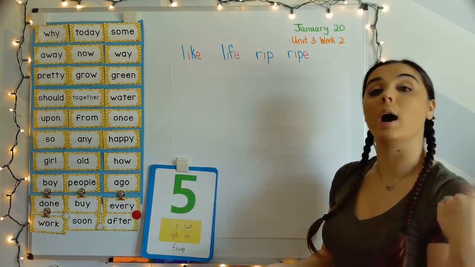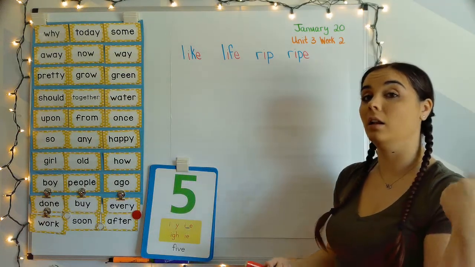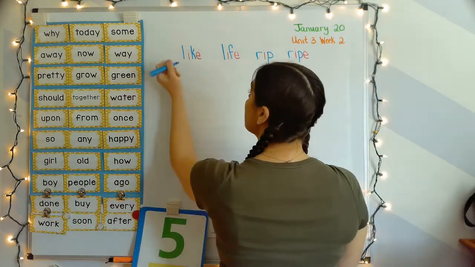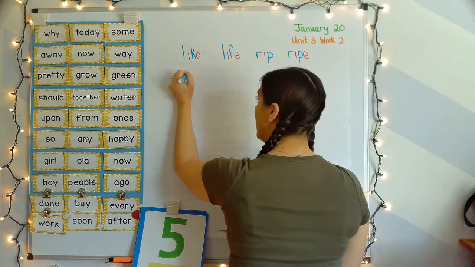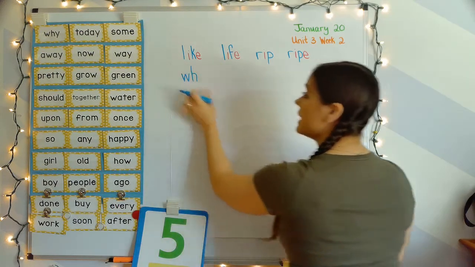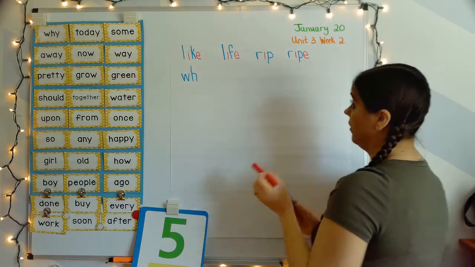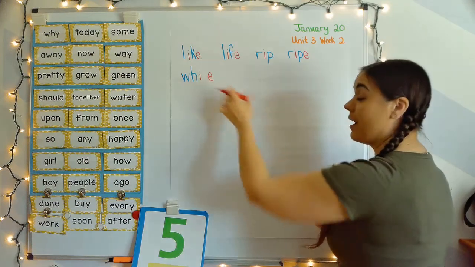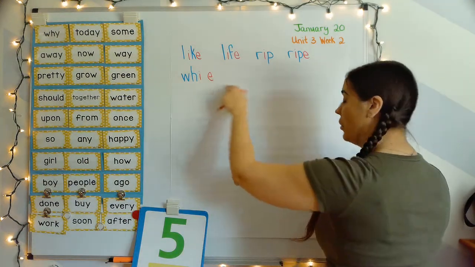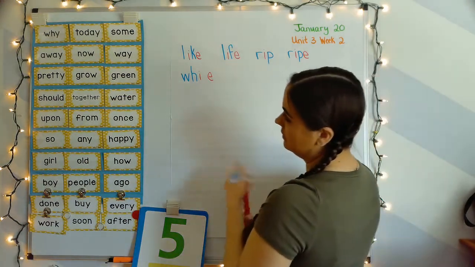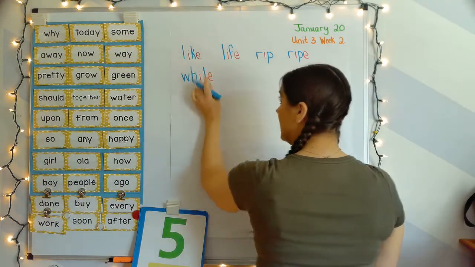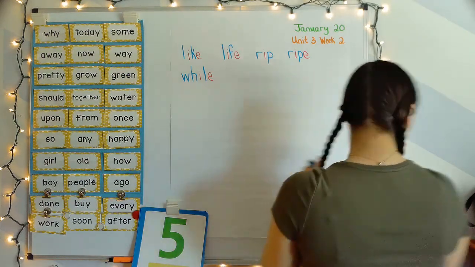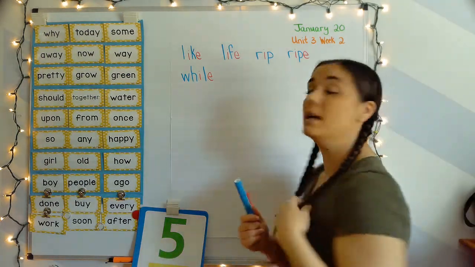Next word, while. Your turn. I, while. So this word, while, has that WH digraph. Says like the whale card. And the word while, in the middle you hear I. I, why. L says I'll, while.